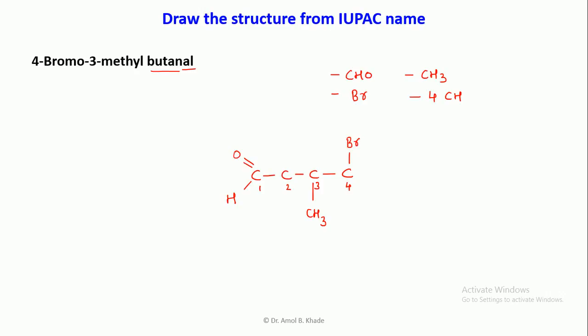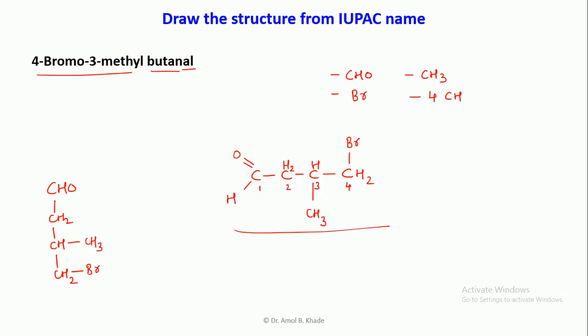Then what is remaining? You just have to complete the valency of the carbon. So it will be H here, and then it will be CH2 here. Okay, so this is how simply you can write the structure by taking the IUPAC name. Some students may also write like this: CHO, CH2, CH and CH2. Okay, so there is a bromine here and there will be a methyl here like this. Okay, so this is also correct, this is also correct.